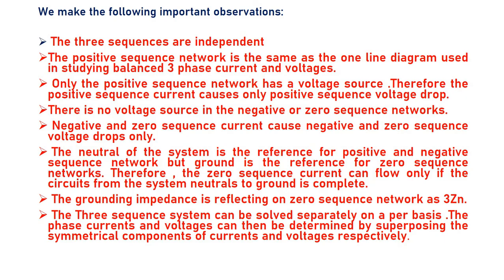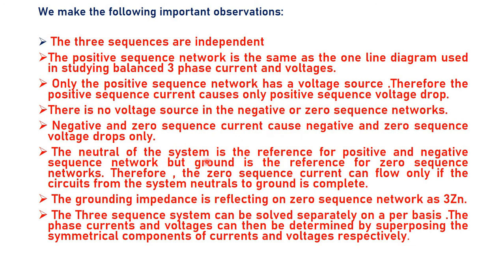We make the following important observations from this. The three sequences are independent. The positive sequence network is the same as the one-line diagram used in studying balanced three-phase current and voltage. Only the positive sequence network has a voltage source. Therefore, the positive sequence current causes only positive sequence voltage drop. There is no voltage source in the negative or zero sequence network. Negative and zero sequence currents cause negative and zero sequence voltage drop only.